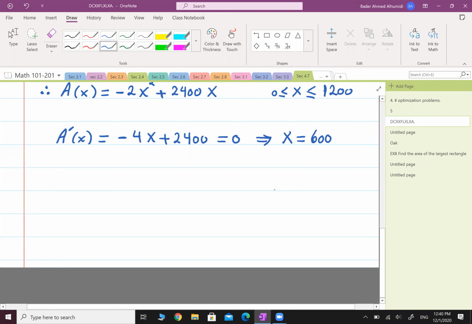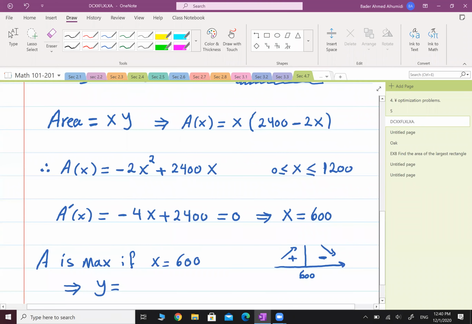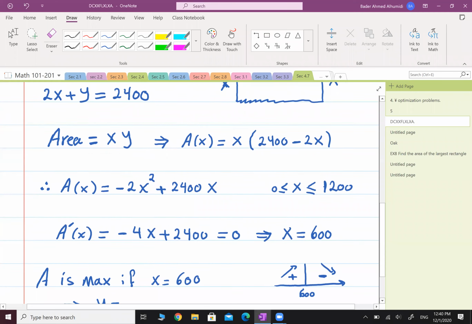If we use the first derivative test, I write 600 here, and I can observe that after 600 the sign is negative, before it is positive. So the function is increasing, then decreasing. So this value is a maximum. The area is maximum if x equals 600. So this implies the y value is equal to 2,400 minus 2x.